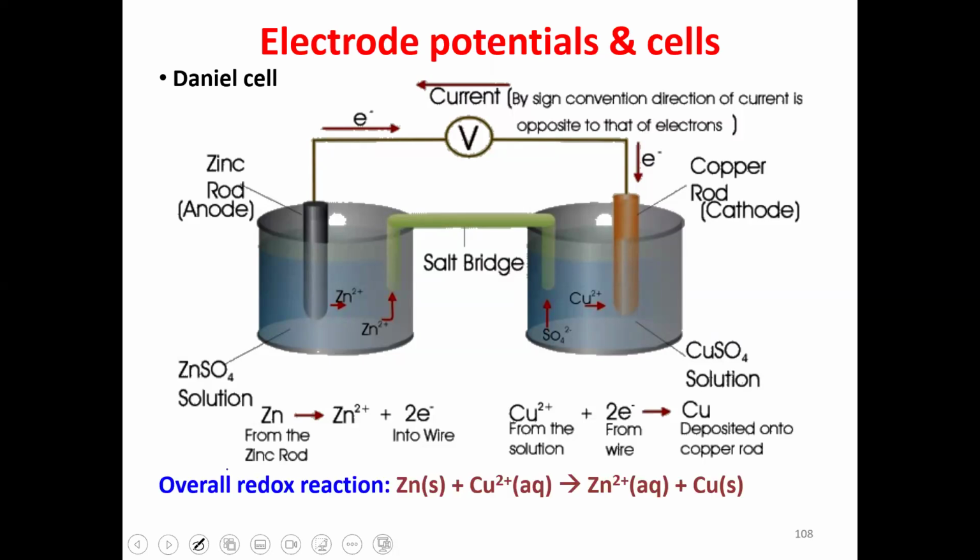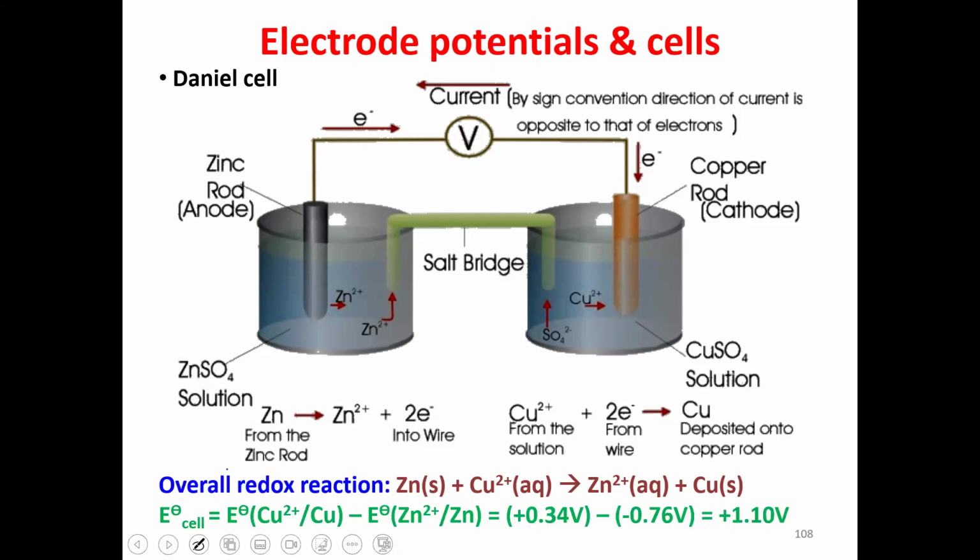Now look at this equation. Overall redox equation: zinc plus copper ion gives Zn2+ plus copper. And the formula is also there. These values are given in our data booklet, or they will be given to us. So we subtract by the formula discussed.